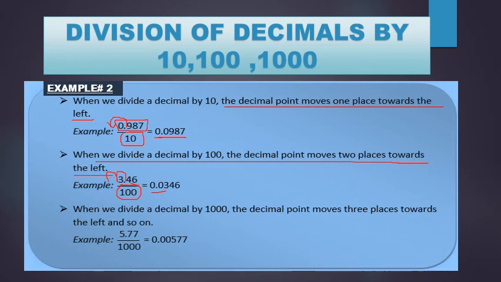Like when we divide 5.77 by 1000, the decimal point moves three places towards the left. One place, two places, and then three places. Here, as there were not enough digits to the left, we have inserted three zeros in those places. So the answer we will get is 0.00577.